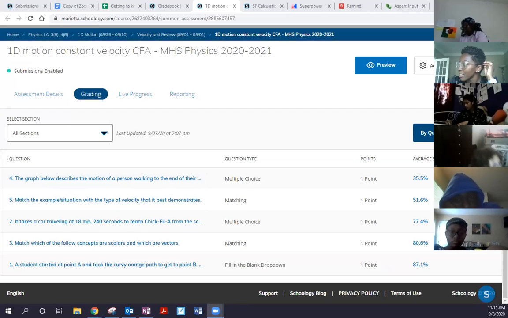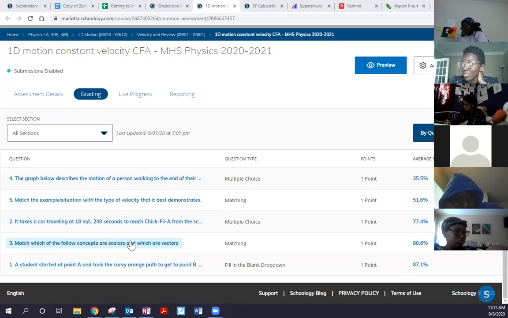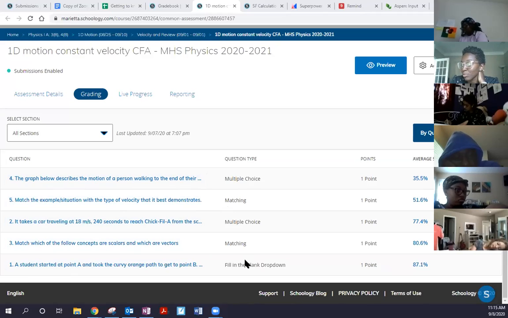And then the next most missed question was the different types of velocity. So we're going to talk about that for a second. And then you guys did pretty good on the calculations, scalar versus vector, and distance versus displacement. You guys did really good on those, okay? So we're going to talk a little bit about the different types of velocity, and then we're going to talk about graphing.